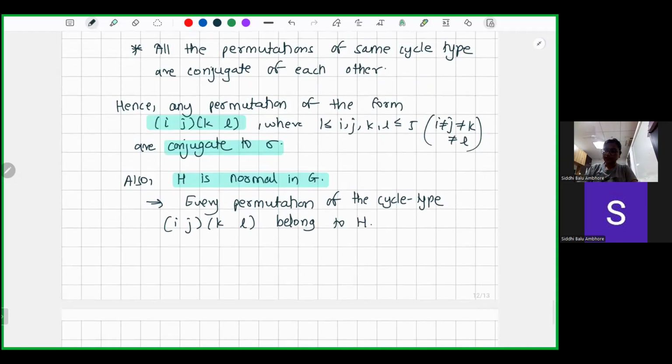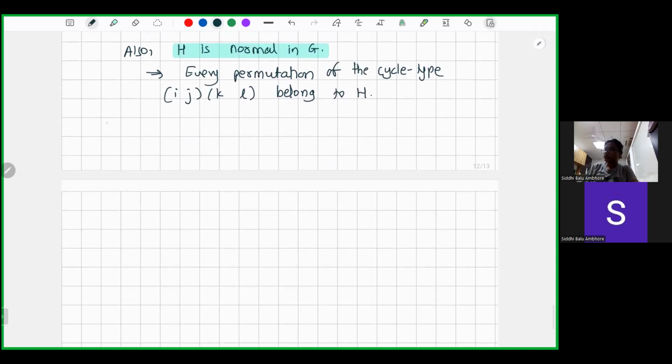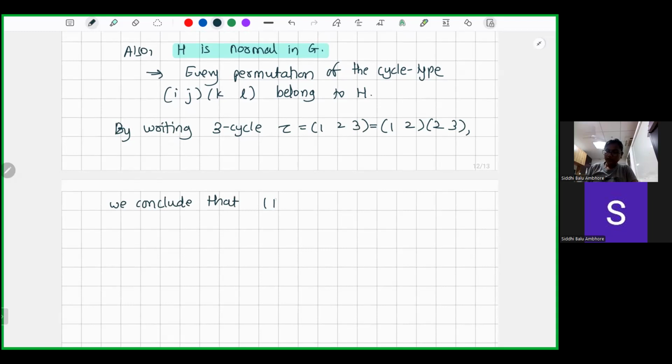Okay, so wait, here they are not including this. So by writing this 3 cycle (1 2 3), let us call this tau, as (1 2)(2 3), we conclude that this (1 2 3) is in H.